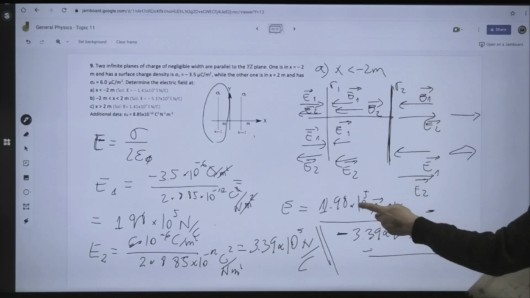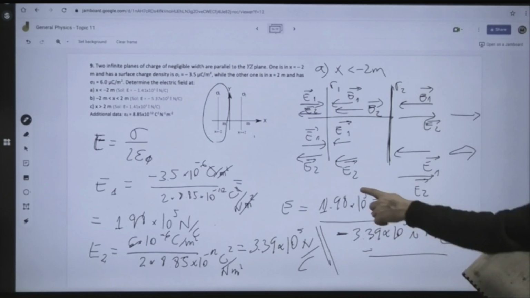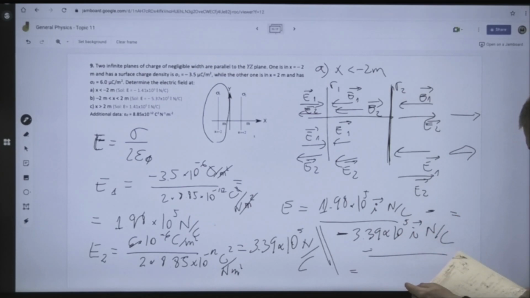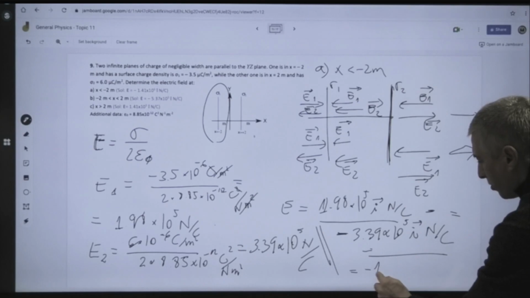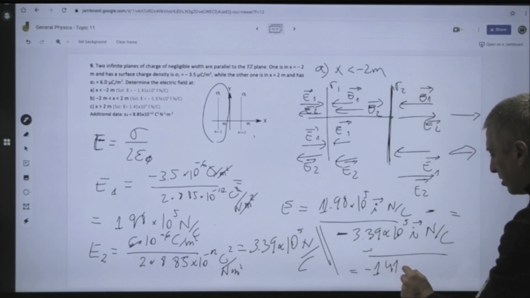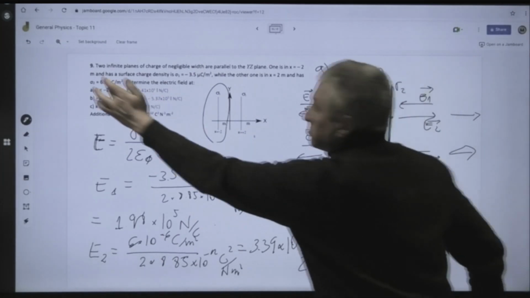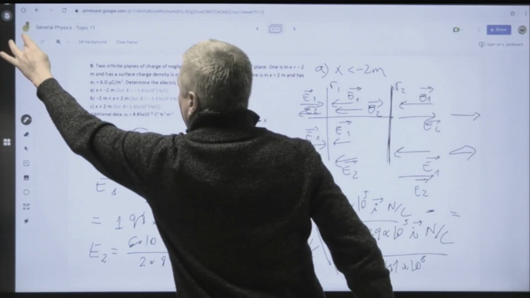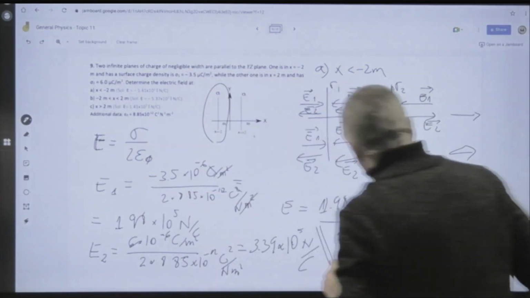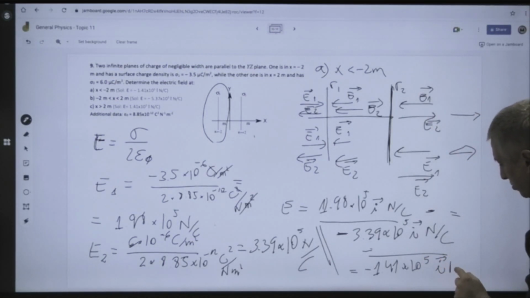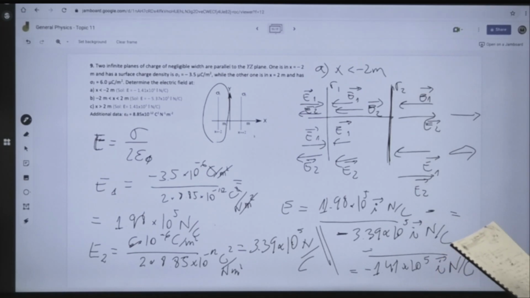Because they are parallel, we can basically just add the two vectors together. That will be equal to minus 1.41 10 to the 5 i vector, Newton divided by Coulomb. Okay? So that's the value of the electric field in the case of A.